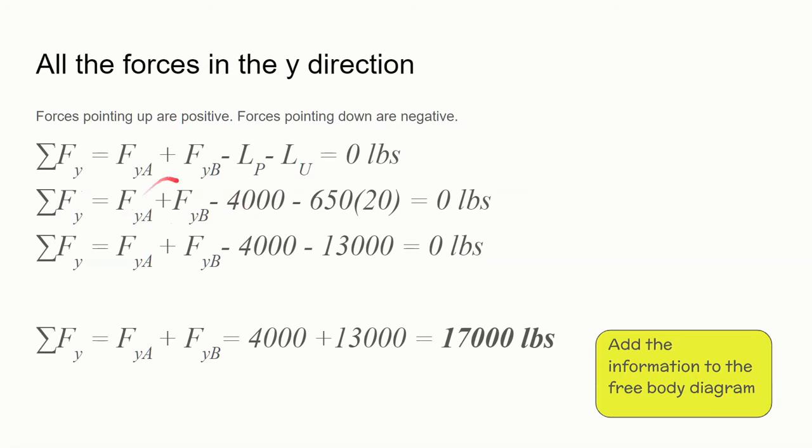We don't know the reaction forces, but we do know that the point load is 4,000 pounds and that the weight of the beam is 650 pounds per foot, and there's 20 feet, so we multiply those together and we get 13,000. And that means we can say that YA plus force YB minus 4,000 minus 13,000 is equal to 0. So here's that little bit of algebra, and we end up with a total reaction force in the Y direction of 17,000.